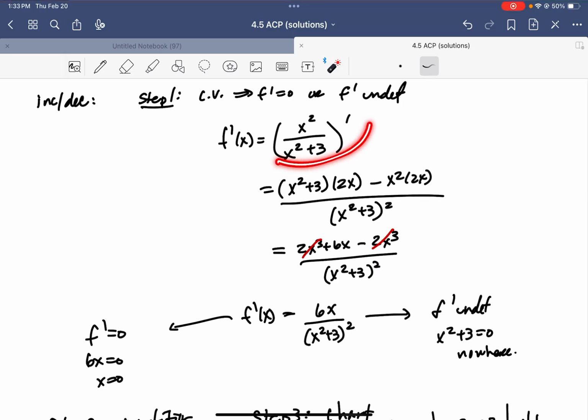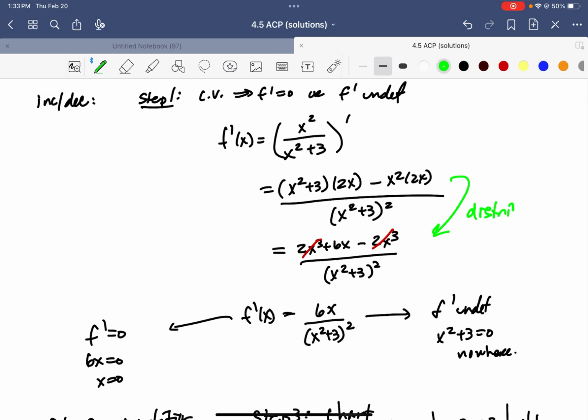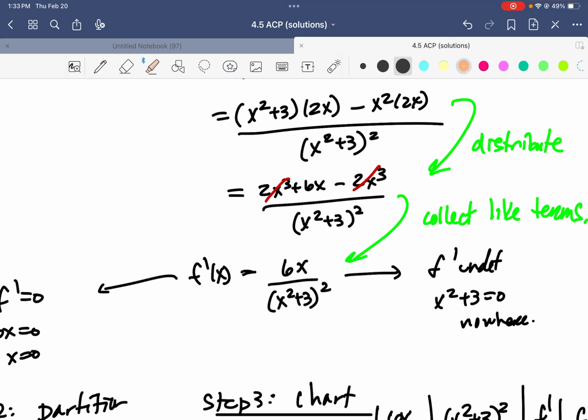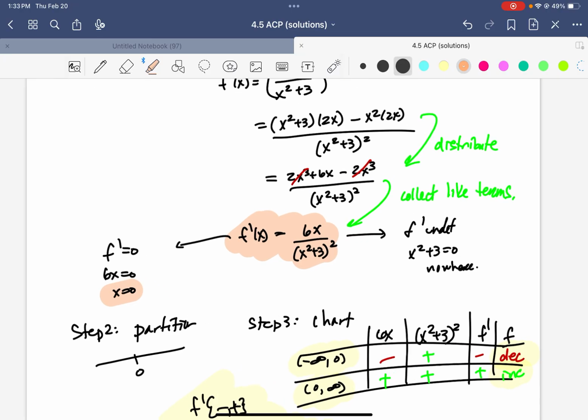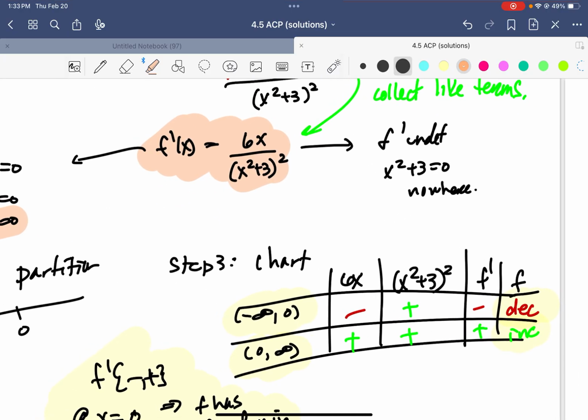For increasing, decreasing, we take the derivative and get this by the quotient rule. And then from here to here, we distribute. Then from here to here, we collect like terms. So this is the derivative that we're going to use. It tells us that 0 is our only possible critical value.